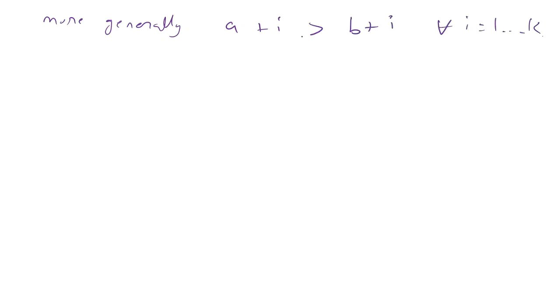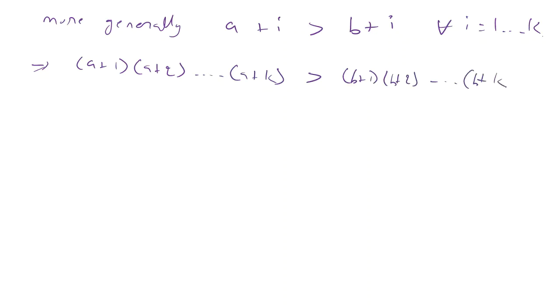Now I can multiply all these inequalities. This implies a plus 1 times a plus 2 and so on up to a plus k is greater than b plus 1 times b plus 2 and so on up to b plus k. After multiplication also the inequality will not change. Why? Because both are positive numbers. A plus i and b plus i both are positive numbers, because a is a positive number, b is a positive number, and i is a positive integer. So multiplying these things will not change the inequality.